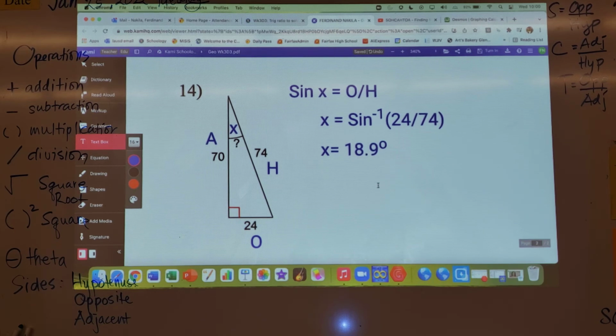What did you get, guys? 18.9. Very good. What did you use? Sine? Cosine? Good. Who used tangent? I did, and you got 18.9. Yeah, 18.9. Okay, good. I like sine and cos more. It's easier. It's all the same thing, really.